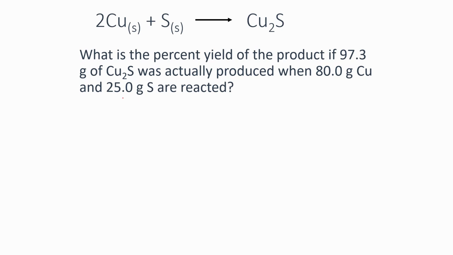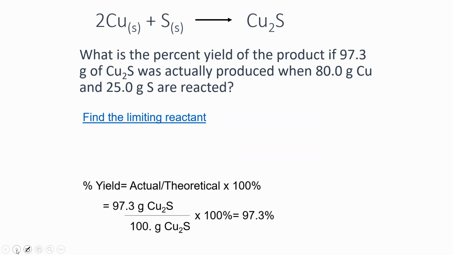The first thing you want to do when you are finding your percent yield is figure out your theoretical. And that's going to come from your limiting reactant. So we already found the limiting reactant, and therefore the amount of product that we can make from this, which was the 100 grams of copper 1 sulfide. So we're going to plug that in on the bottom. And then it tells us that 97.3 grams was actually produced, so that's going to go on the top. And when we multiply by 100, we see that we get a percent yield of 97.3%.